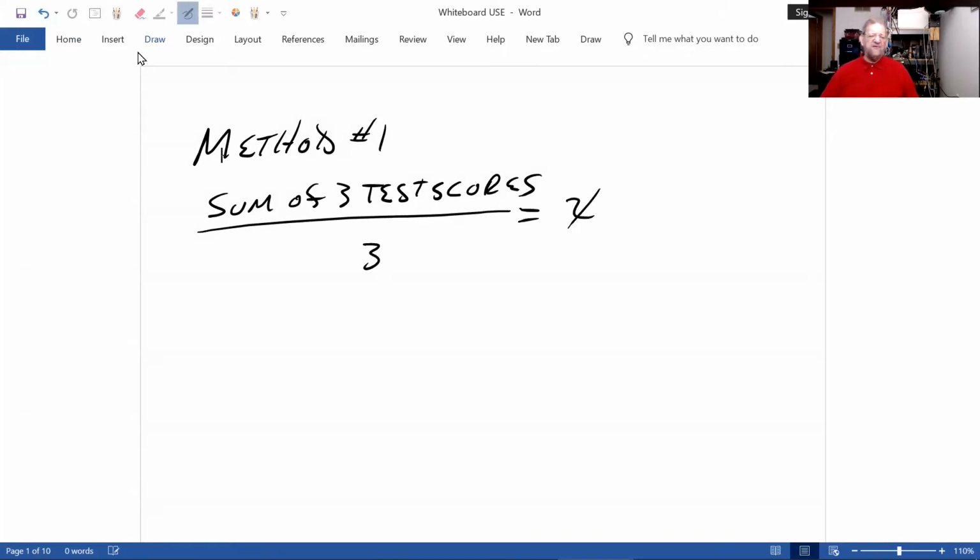Method 1: take the sum of your 3 test scores, divided by 3. You'll get a number X. If X is 90 to 100, it's an A. If X is 80 to 89, B; 70 to 79, C; 60 to 69, D; and 59 or less, F. That's the percent breakdown for grades that I have in my syllabus. Just go ahead and determine what X is. Now, method 2.